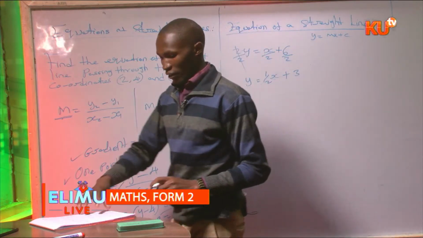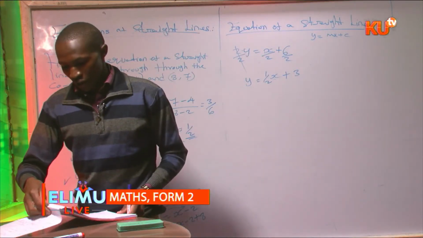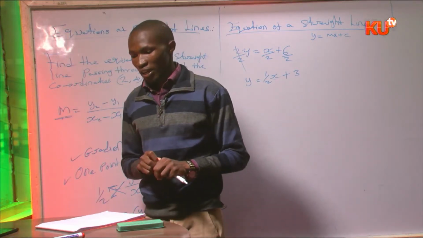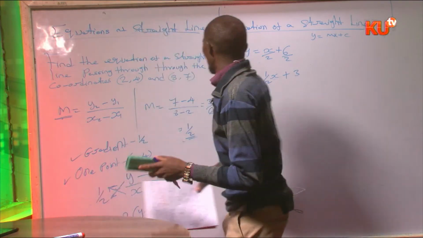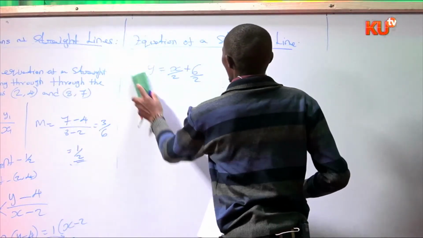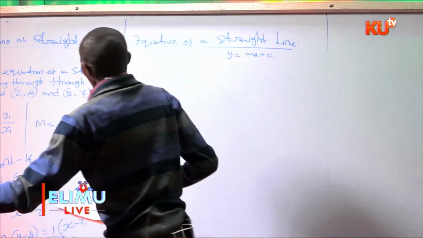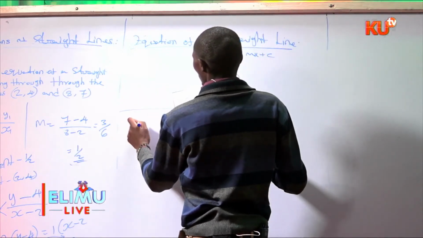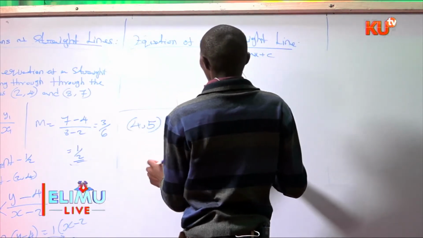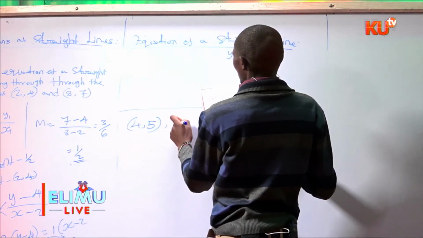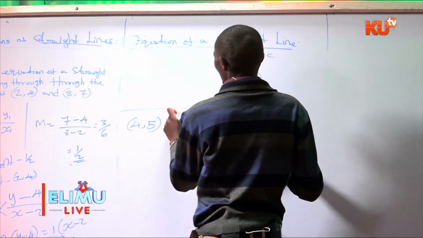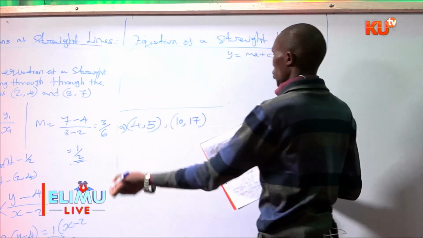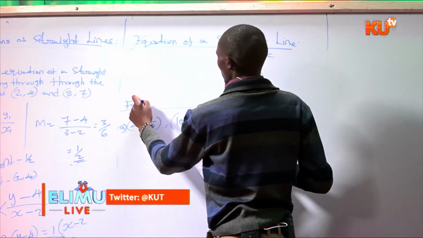Why don't you try this? So write the equation of a line passing through the following pairs. So you have pairs here, 4, 5 and 10, 17. 4, 5 and 10, 17. You are finding the equation.